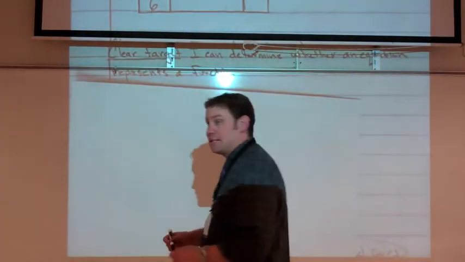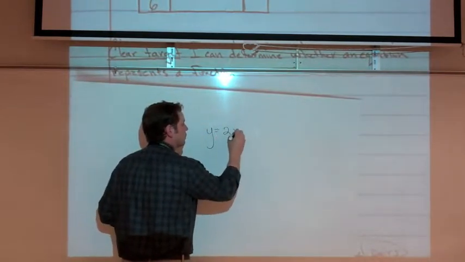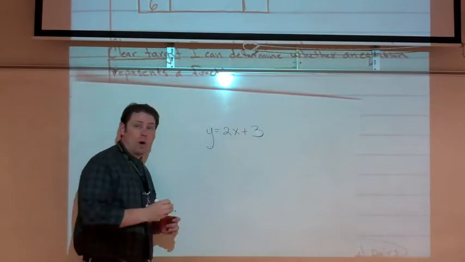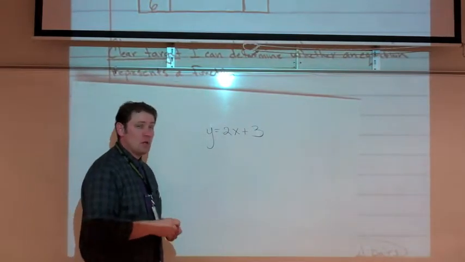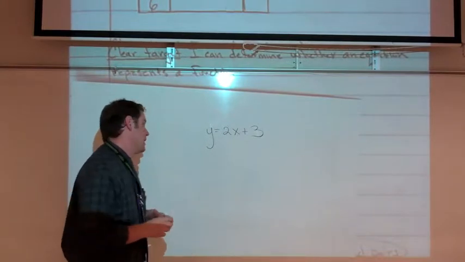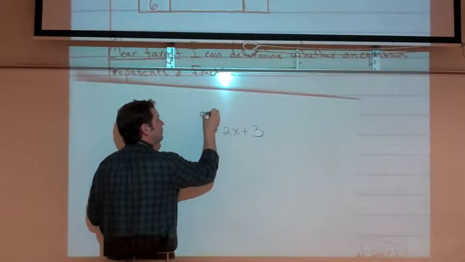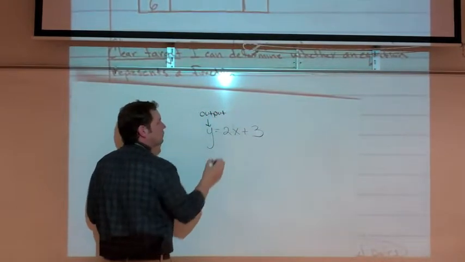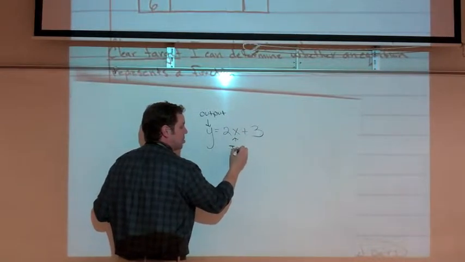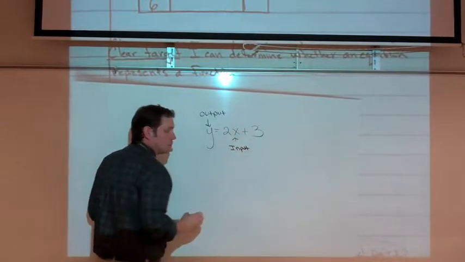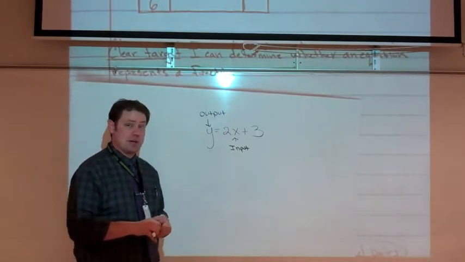Next to your notes, let's write down this equation. Y equals 2x plus 3. With this equation, we know two things. We know that y is the output. And we know that the x value is the input. Pause for a few minutes. Copy this into your notes.